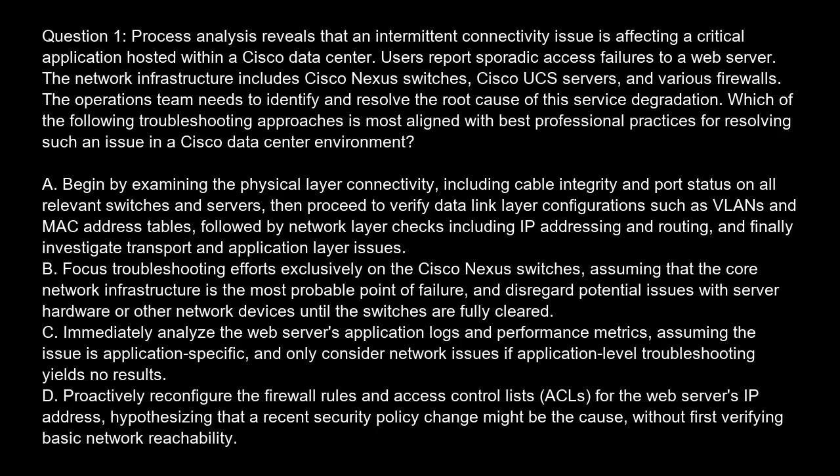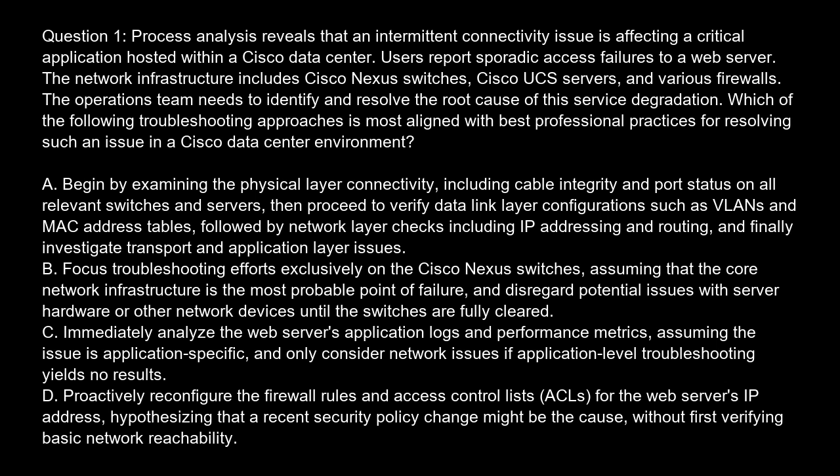Question 1. Process analysis reveals that an intermittent connectivity issue is affecting a critical application hosted within a Cisco data center. Users report sporadic access failures to a web server. The network infrastructure includes Cisco Nexus switches, Cisco UCS servers, and various firewalls. The operations team needs to identify and resolve the root cause of this service degradation.